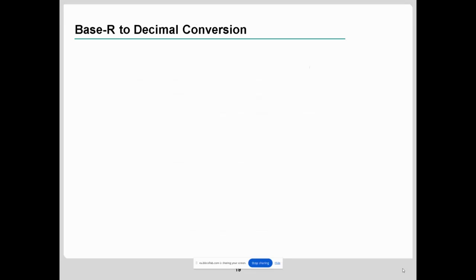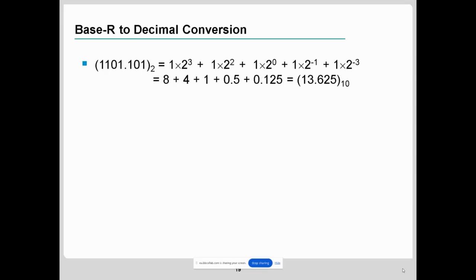I'm an old guy. So now we have the base R to decimal conversion. If you look here, base R, the base can be anything. It can be 2, it can be 8, or it can be 16. Now we want to convert it into decimal. Okay, now if you look at the whole part, what is this? N. What is this? M. N is 4, M is 3. So we start from 2 to the power 3 because of n minus 1, 2 to the power 2, 2 to the power 0, 2 to the power minus 1.